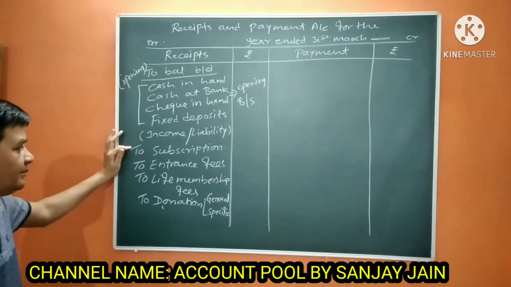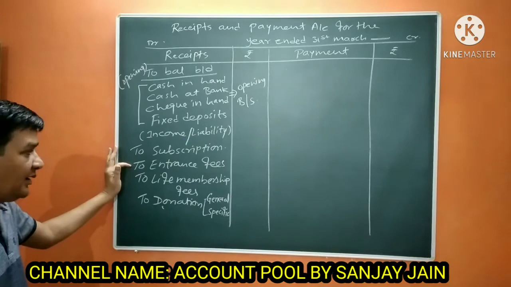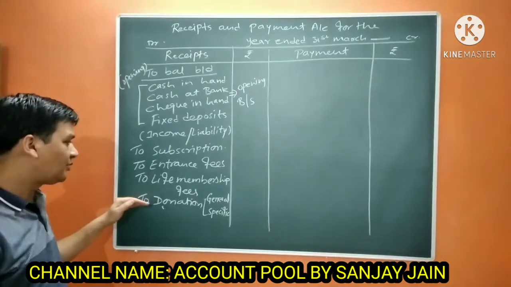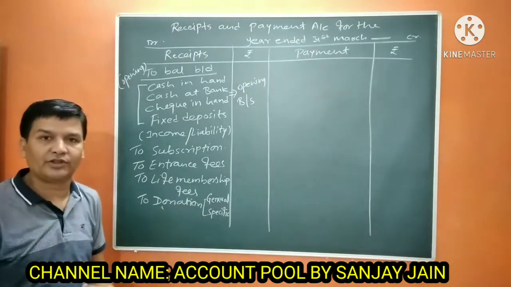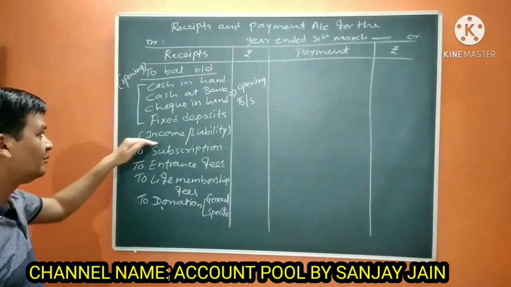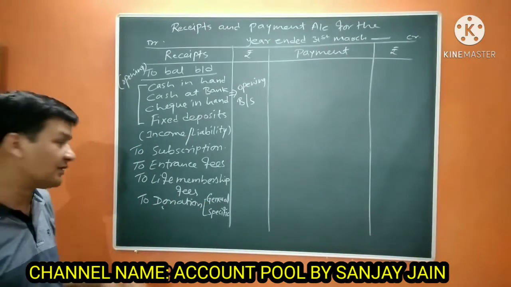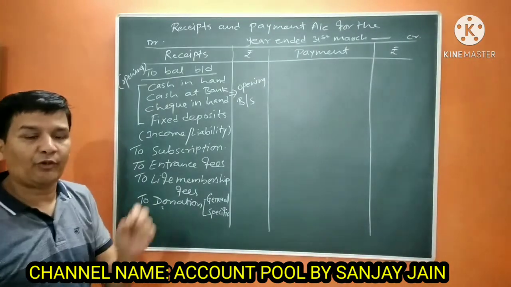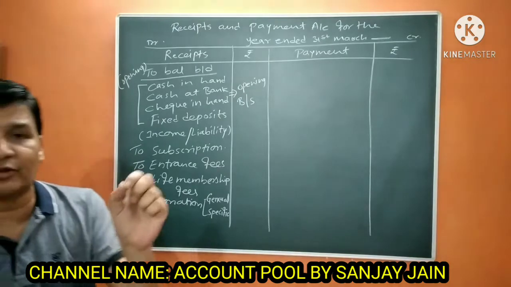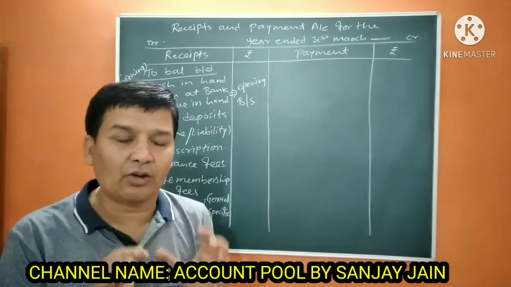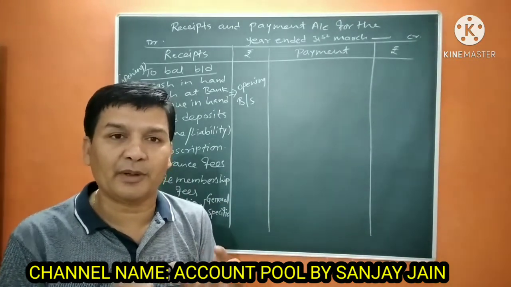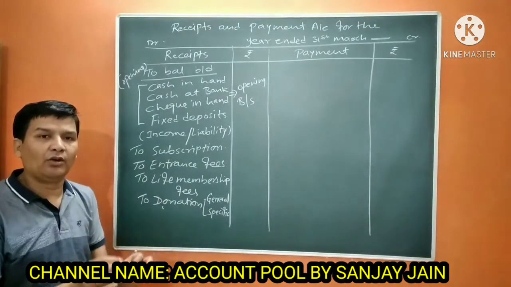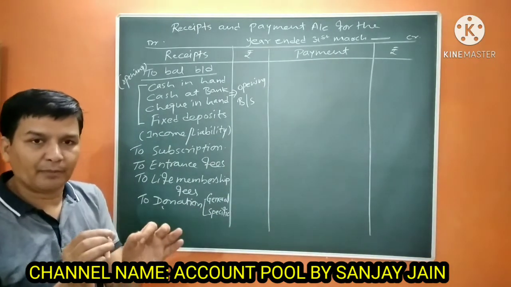Subscription is our income, entrance fees is our income, life membership, as you know, is a liability, whereas donation, which is general donation, is our income because it is not for a specific purpose. But when we talk about the specific donation, it is for a specific purpose only. That means we are not going to use it for any other purpose, and that's why it is our liability. We have to spend on a specific purpose only.